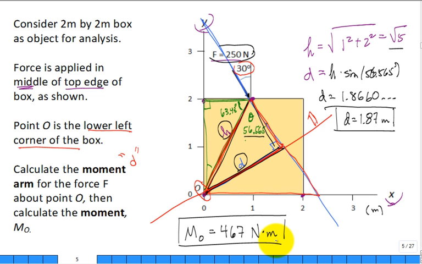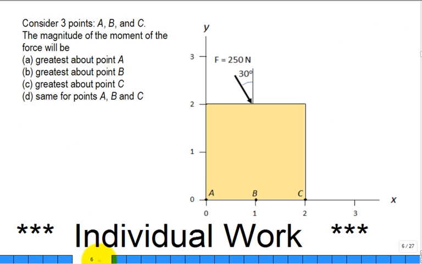And somebody else, I think you said, oh, I want to do it this way. Well, you're describing the principle of moments. So let's get all of these in one lecture, okay? So let's press forward. All right, this is individual work, clicker question.